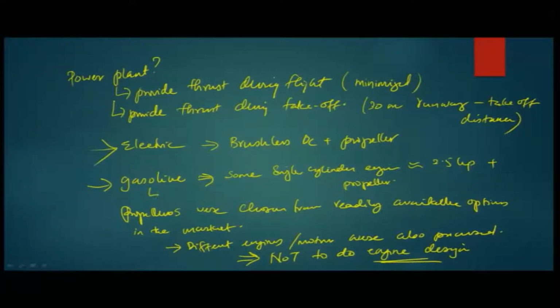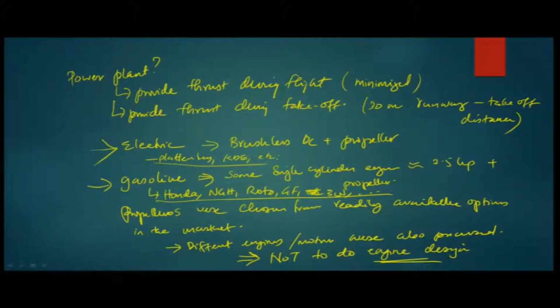For gasoline there were options like Honda, NGH, Roto, GF, 3W, etc. Many options were tried in this case. These were the alternatives. In electric, we tried Plettenberg, KDE, etc. Different types of brushless motors were also tried. These motors were tried with different propellers.